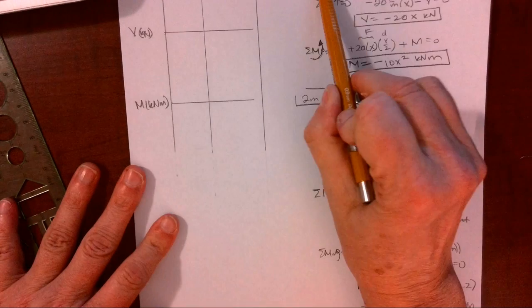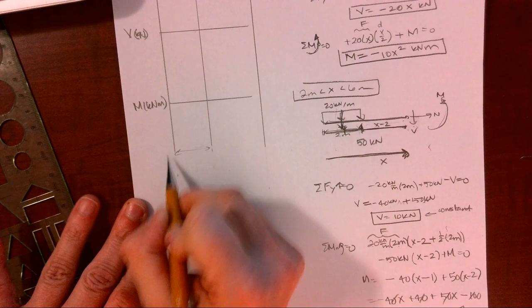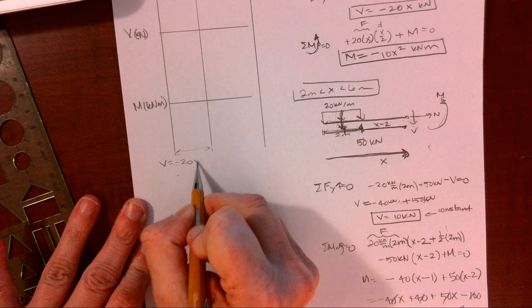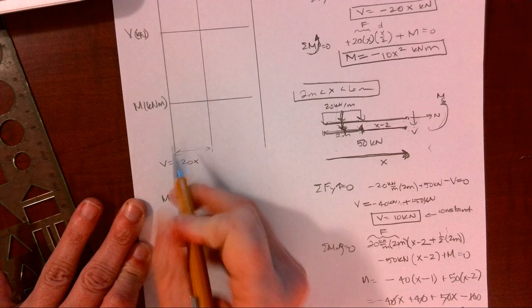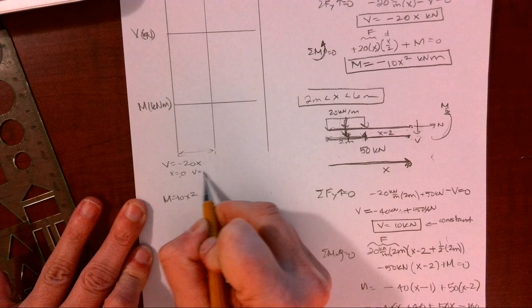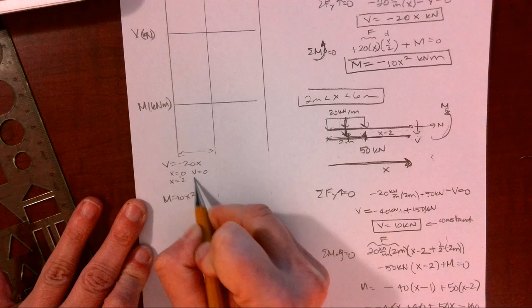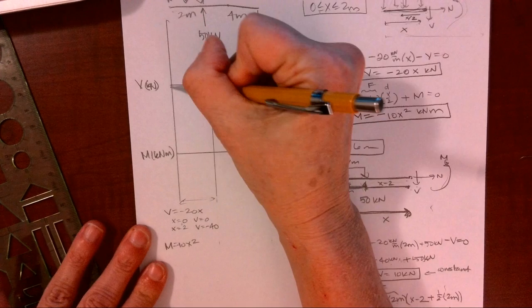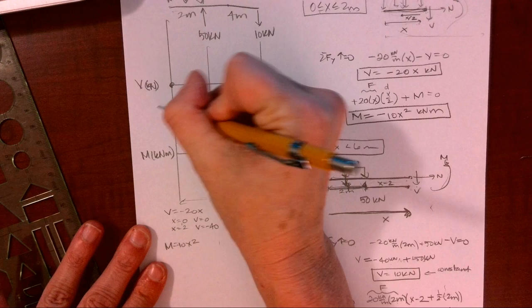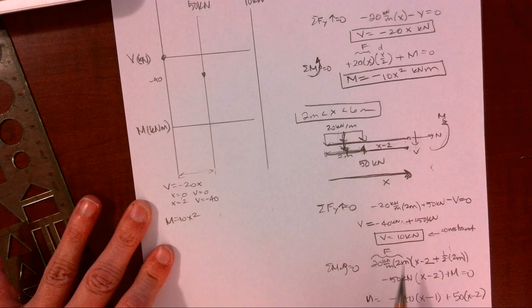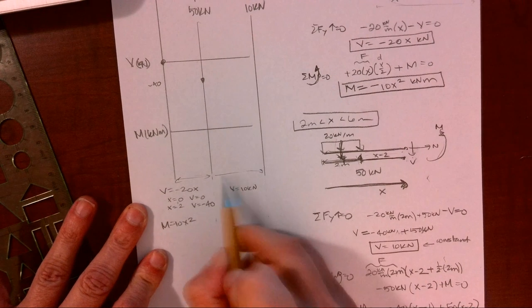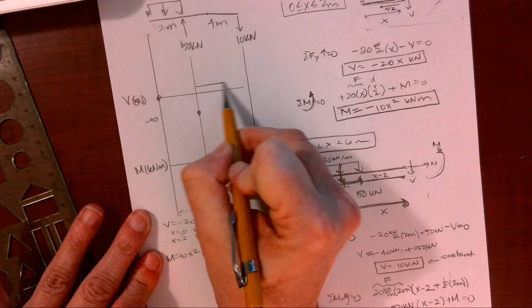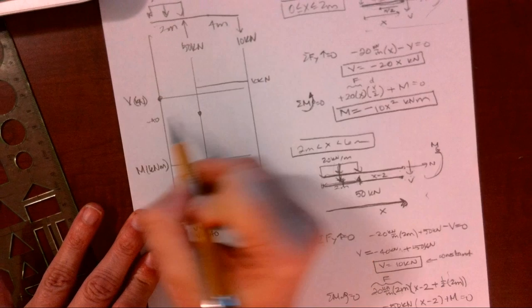As I'm going between 0 and 2, so this segment, I know that my shear is negative 20x, and I know that my moment is negative 10x squared. So when x equals 0, my shear equals 0. When x equals 2, my shear equals negative 40. Over here, I have that my shear equals 10 kilonewtons, from 2 to 6 meters.